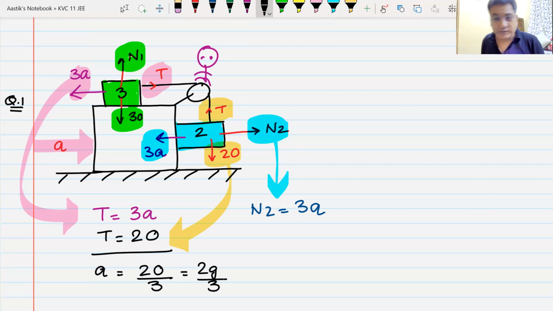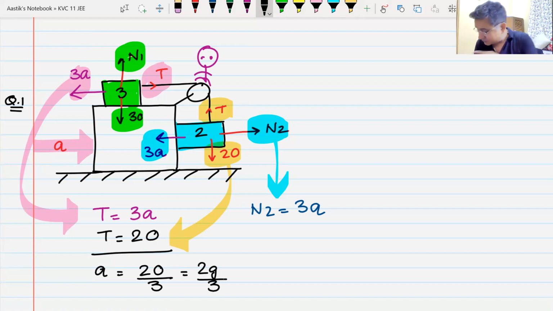So if I move this block with an acceleration of 2g by 3, what will happen? These two blocks will not move. They will remain at rest with respect to the bigger block. Do we understand this? Everyone understands this?